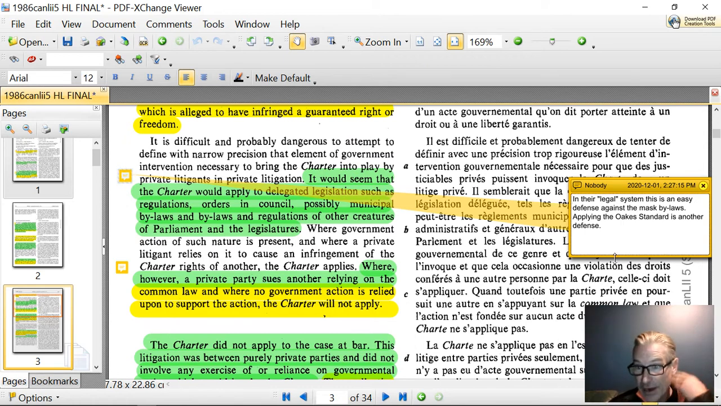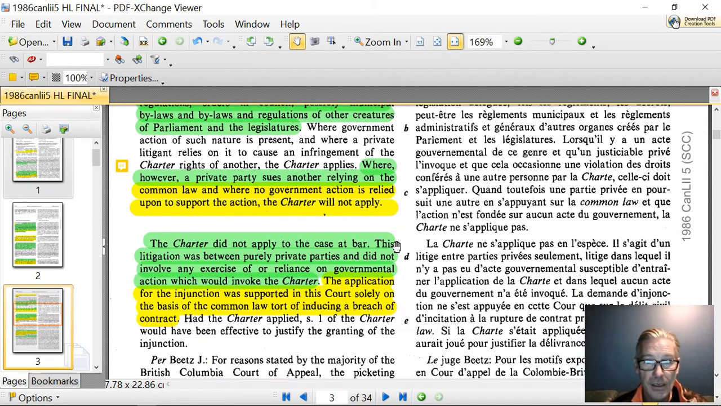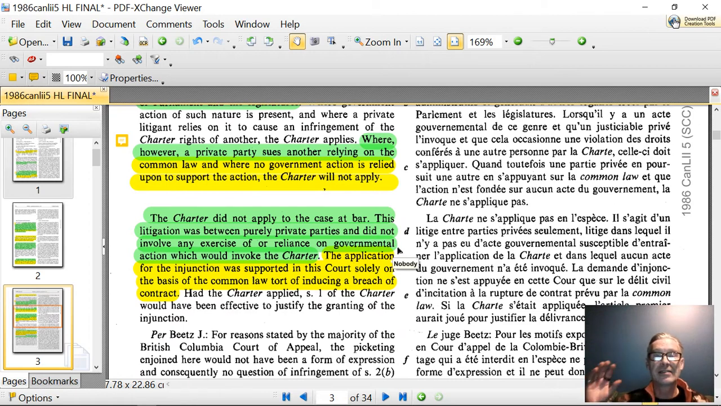Once again, in their legal system, this is an easy defense. The Charter applies. Every law that is inconsistent with the Charter is of no force or effect. So if they give you a bylaw ticket and it infringes on one of your recognized Charter rights in their legal system, easy out right there. It's quite often very easy to use their laws against them because they are so dishonorable that they don't even follow their own laws.